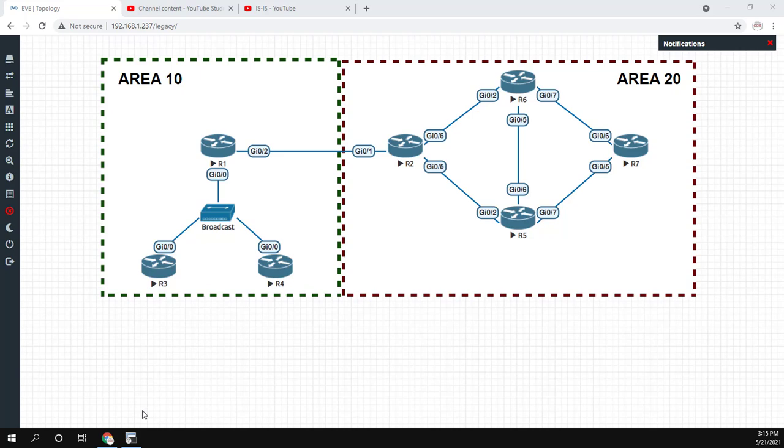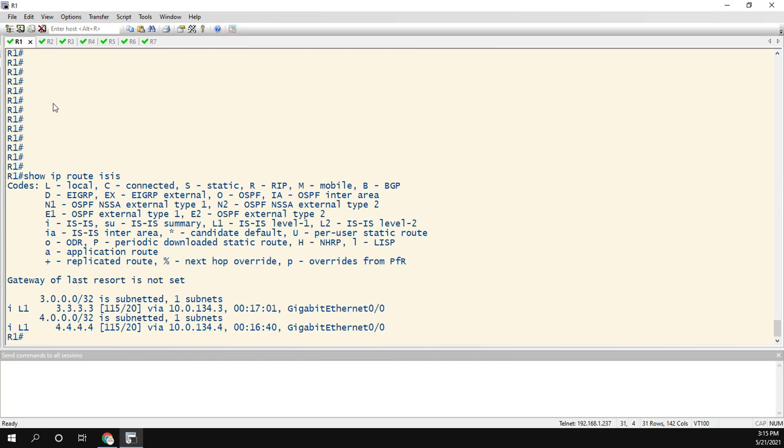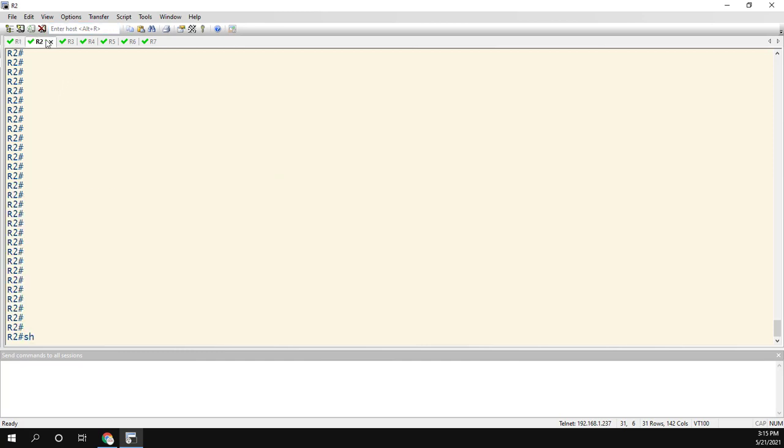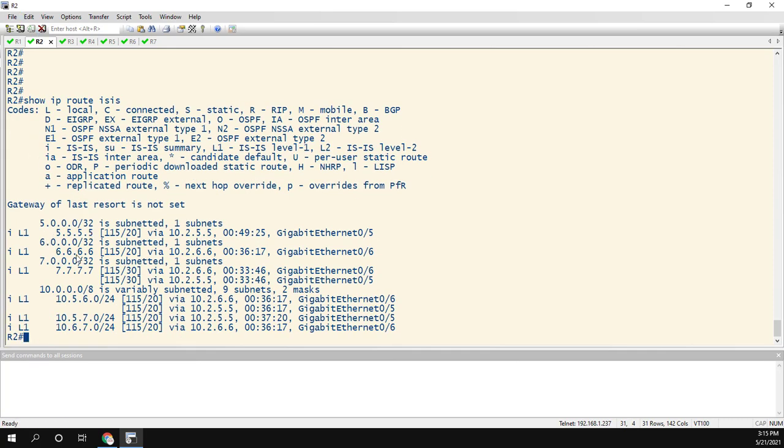So I'll go ahead and log on just to, again, show you where we are. So router 1, show IP route ISIS. We can see the loopbacks for 3 and 4. Router 2 is going to have a little bit more routes, show IP route ISIS. We have the loopbacks for 5, 6, and 7, and then some of the transit links between them.